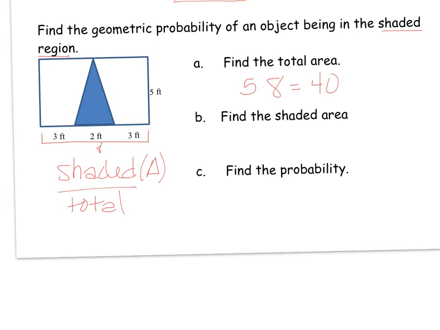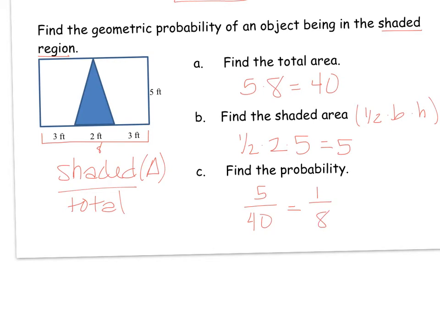Now my shaded triangle is going to be 1/2 base times height, right? So it's bringing back all those geometry formulas. I have 1/2, and what's my base? 2, and my height is 5. So my shaded area is 5. My probability, shaded over my total, is my answer. And this one simplifies nicely, so I can do 1/8.